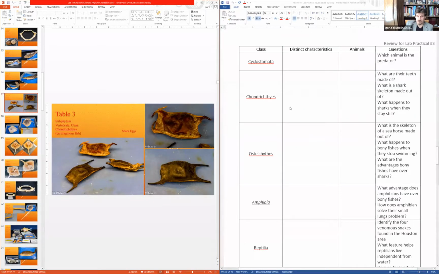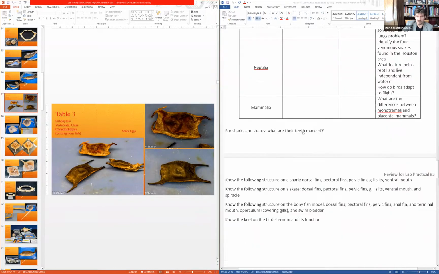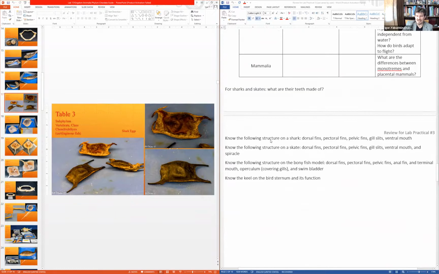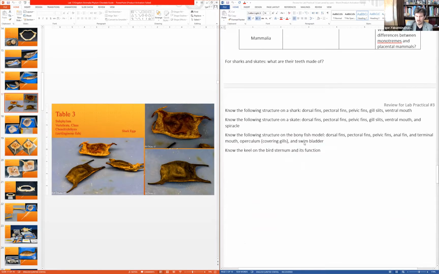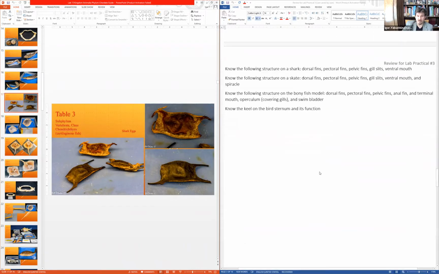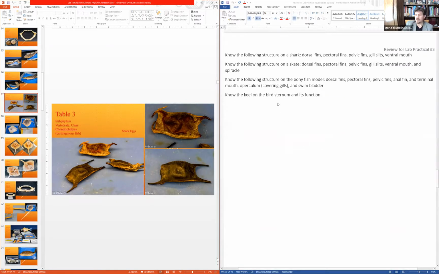So, distinct characteristics, we went all over that. The sharks have placoid scales, the teeth made out of denticles. Know the following structures: dorsal, pectoral, pelvic, gill slits, ventral mouth, spiracles. Make sure you know the following structures: dorsal, pectoral, pelvic, anal, terminal mouth, operculum, the covering, and the swim bladder. Sternum. Sternum is the keel and its function is attaching the flying muscles.